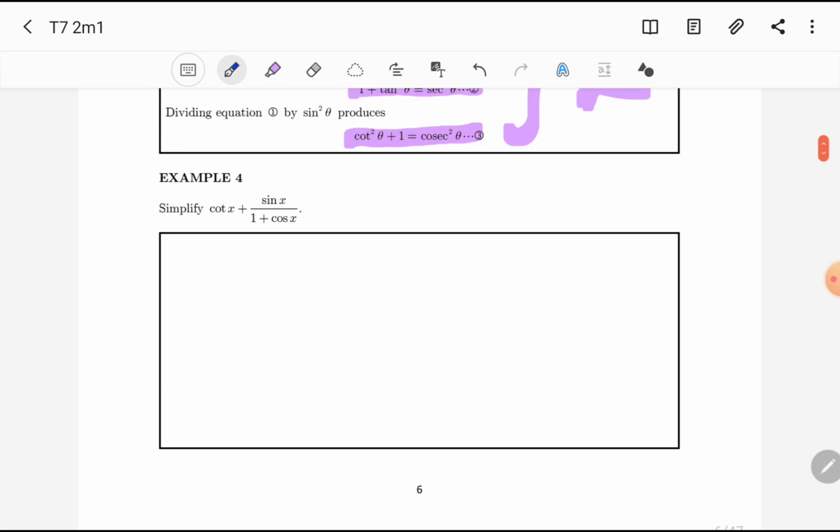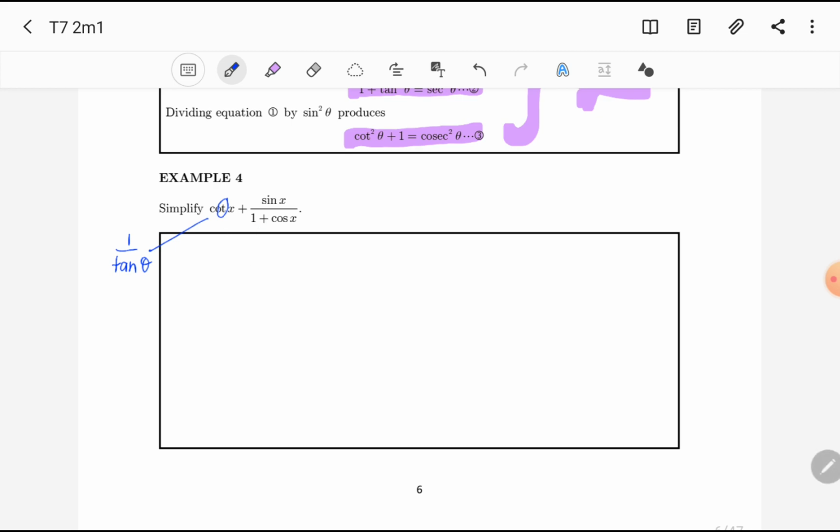Next. Example number 4. Simplify cotangent x plus sin x over 1 plus cos x. Okay, awak ingat balik. Cotangent tu apa? Cotangent, kita akan tulis dia dalam bentuk ratio yang paling ringkas lah, which is dalam sebutan cos dengan sin. Okay, cotangent, look at the third letter here, t. So cotangent is 1 over tangent theta, and tangent theta is sin theta over cos theta.